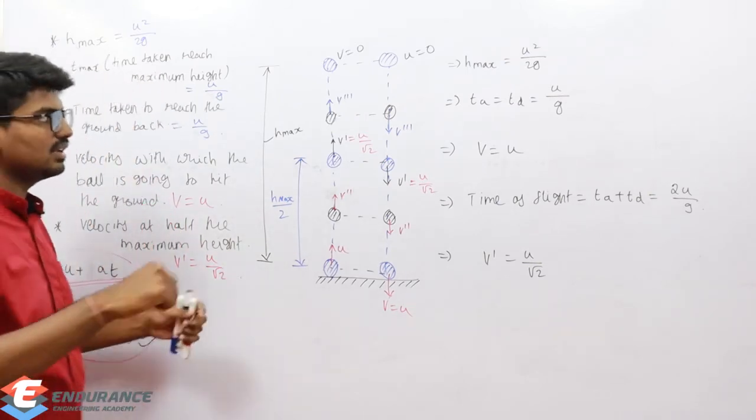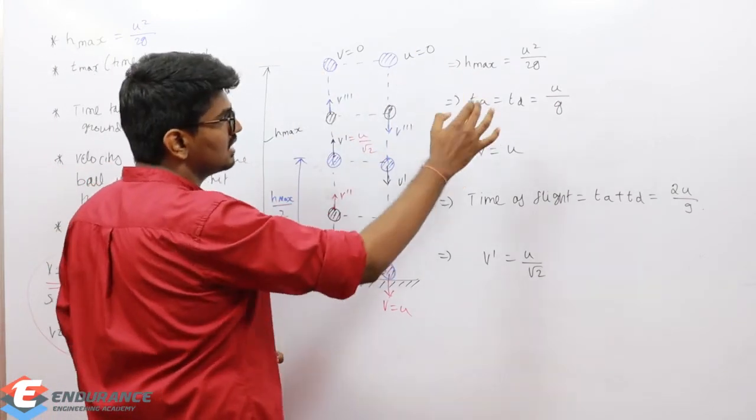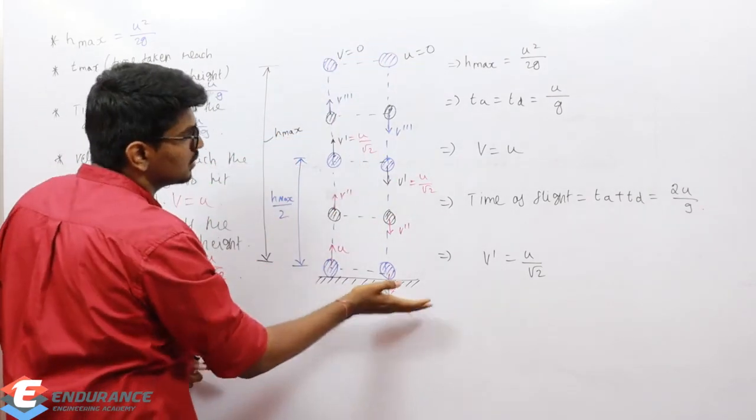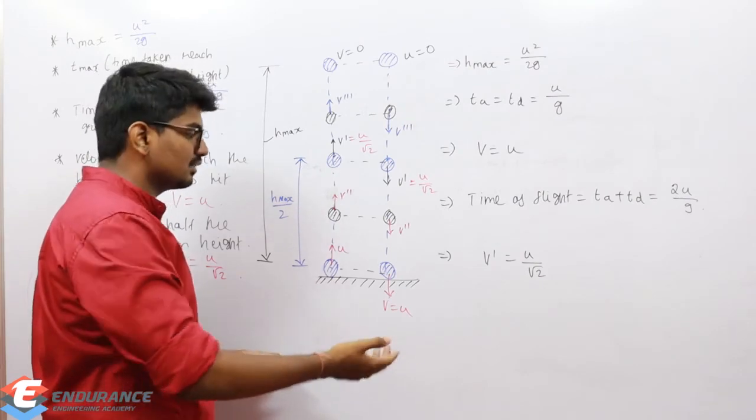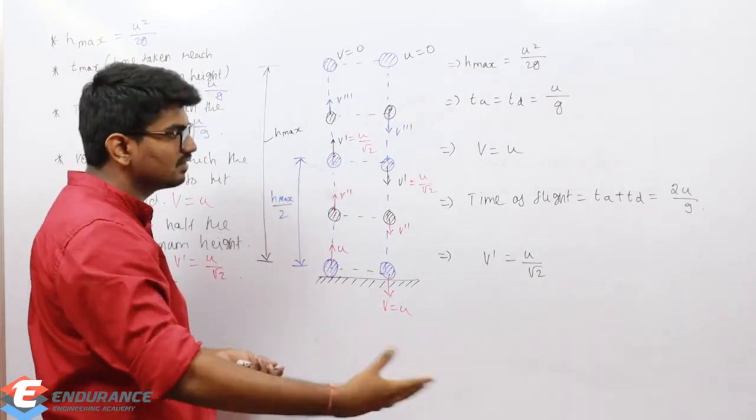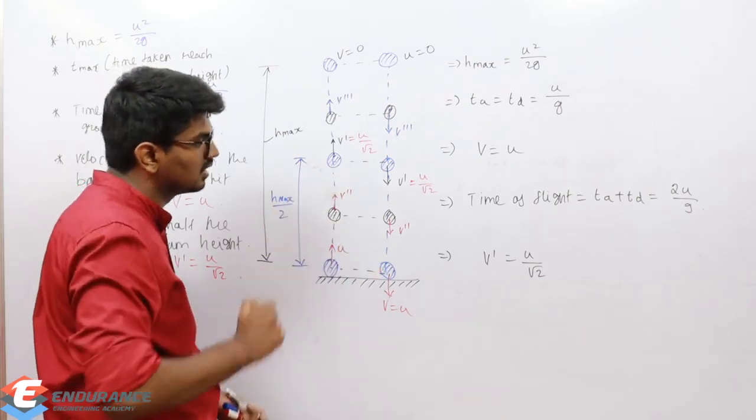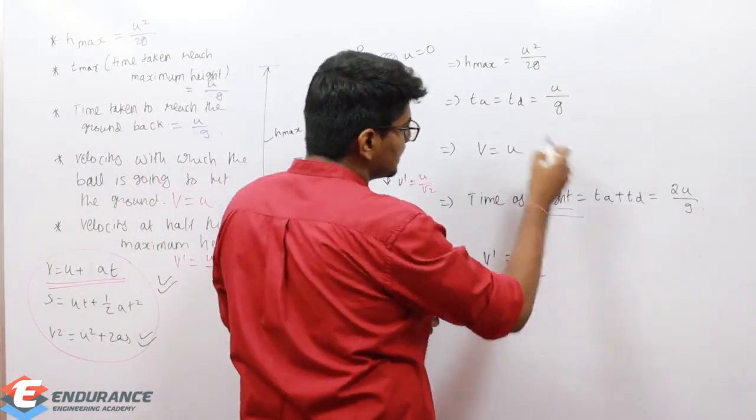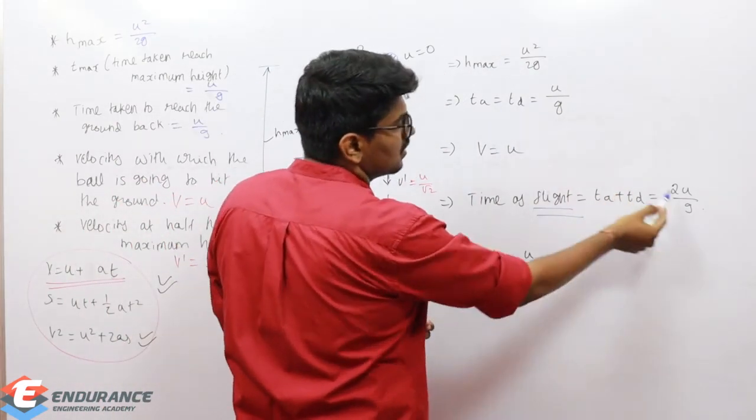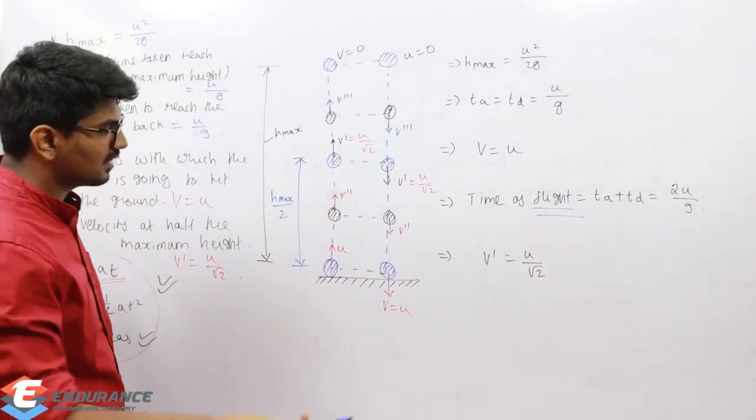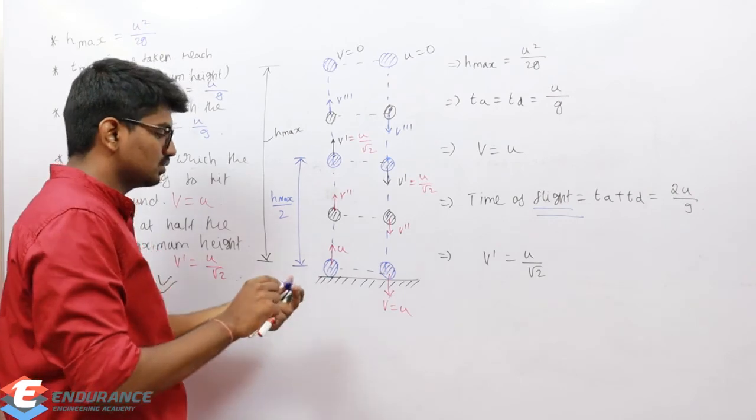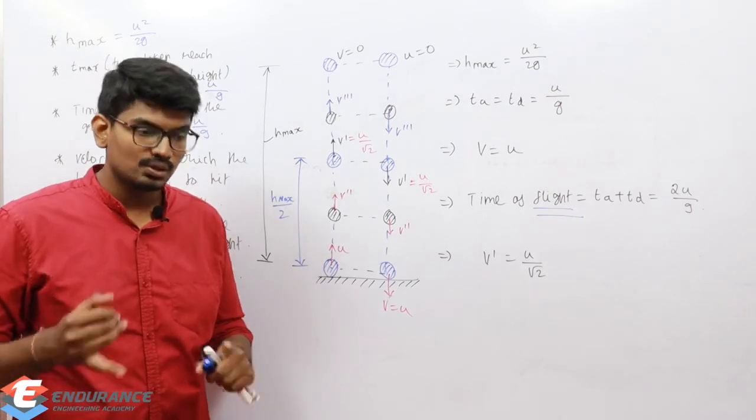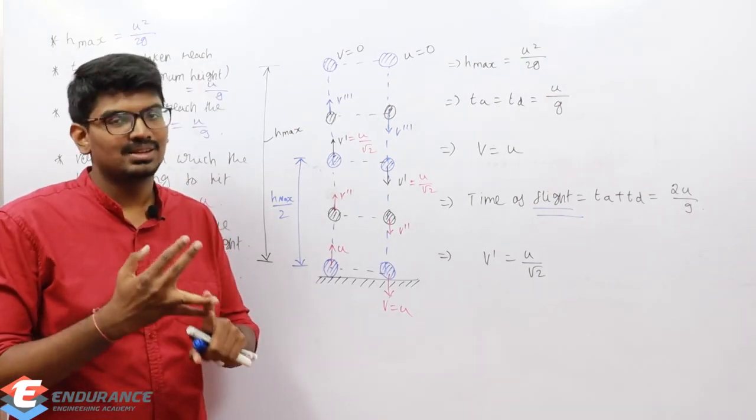And we found out this H max value, U square by 2G, and the time of ascent and time of descent, the time taken for moving from here to here and from here to here, both of them are the same, which is U by G. And of course, we identified that the final velocity with which it is going to hit will be the same as the initial velocity with which we projected up. Time of flight, which I didn't say, is simply the summation of ascent time plus descent time, which is going to be 2U by G. And finally, we determined this also, V dash is equal to U by root 2. So there are some conclusions which I've given you while explaining this. Please keep these conclusions in mind, useful for solving problems and also useful when we enter projectile motion.